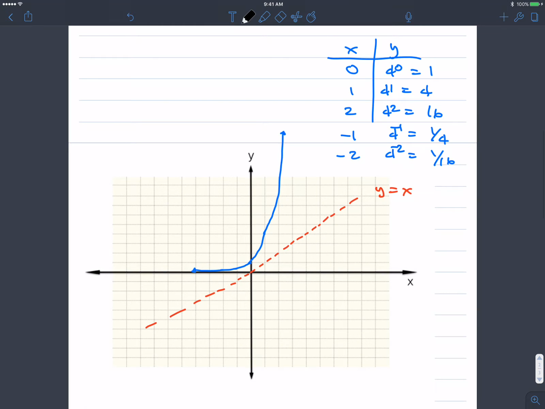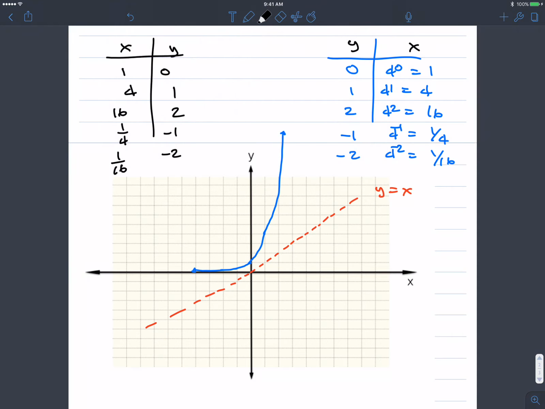Now if I change all these points over here, where my x is my y and my y is my x, switch them. This is now x, and this is now y. That would look a little bit more like this in black. 1, 0, 4, 1, 16, 2, 1/4, negative 1, and then 1/16, negative 2. So 1, 0 would be here, and let's change this color.